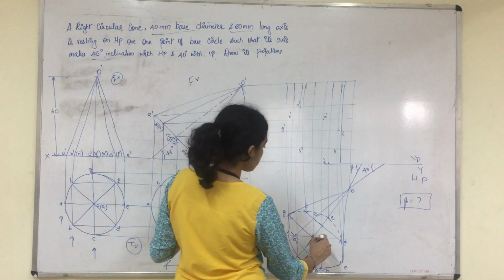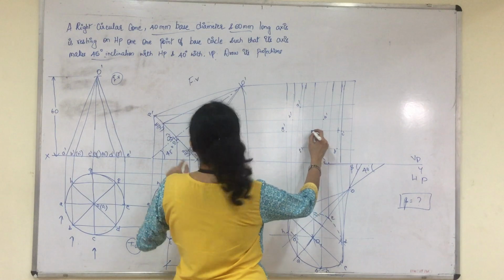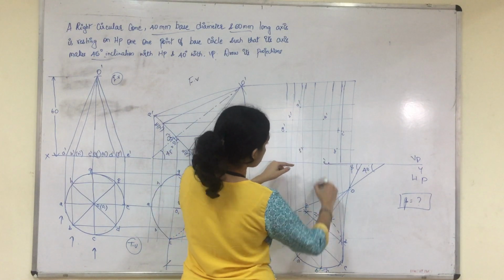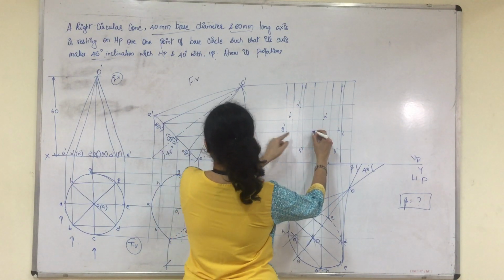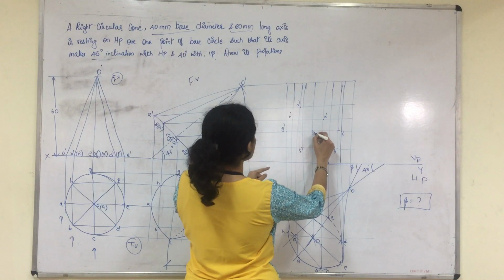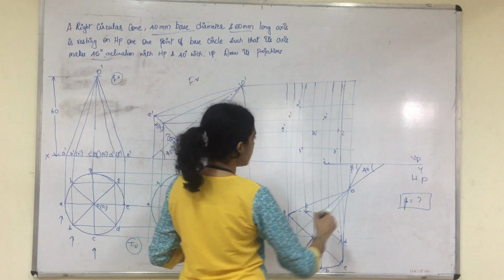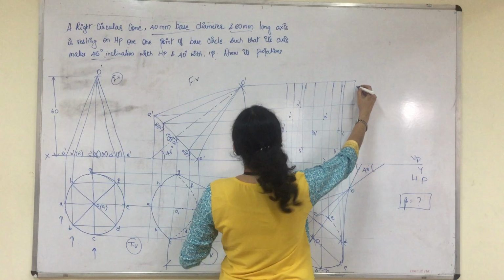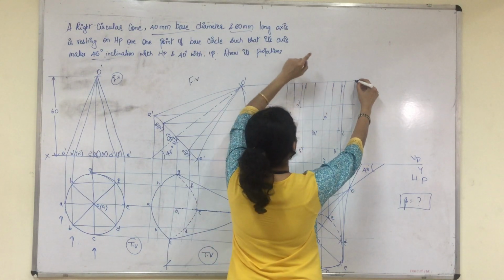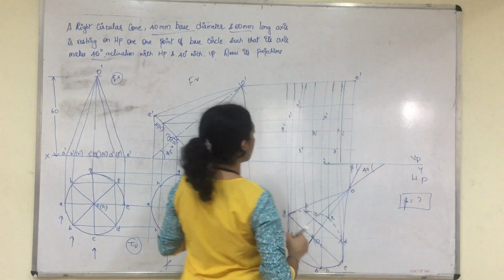Then you take the projection of the center. The locus of O1 is meeting O1 dash at this point, so this is our O1 dash. And similarly the locus of O is meeting O dash at this point, so this is our O dash.